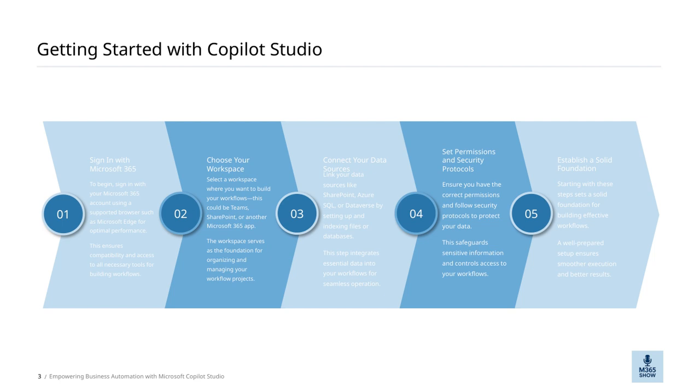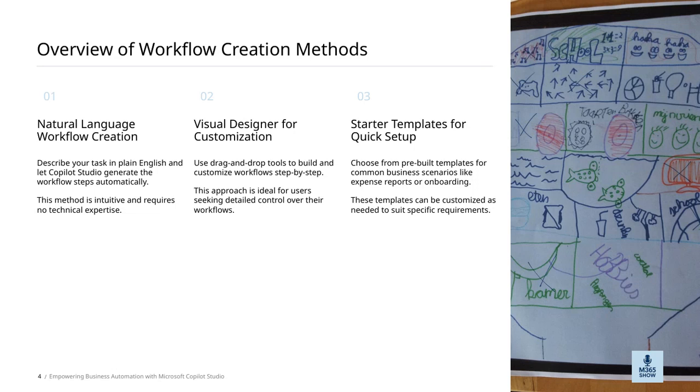It's also vital to set the right permissions and security protocols. Make sure you have the correct access rights and follow security best practices. This protects sensitive information and keeps your workflows secure from unauthorized access. By following these initial steps, you're establishing a solid foundation. A good setup makes the entire process more efficient, helps prevent issues later, and ultimately leads to better results with your workflows.